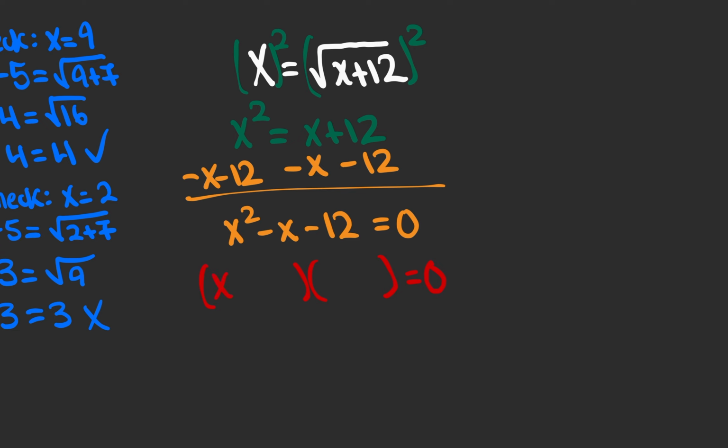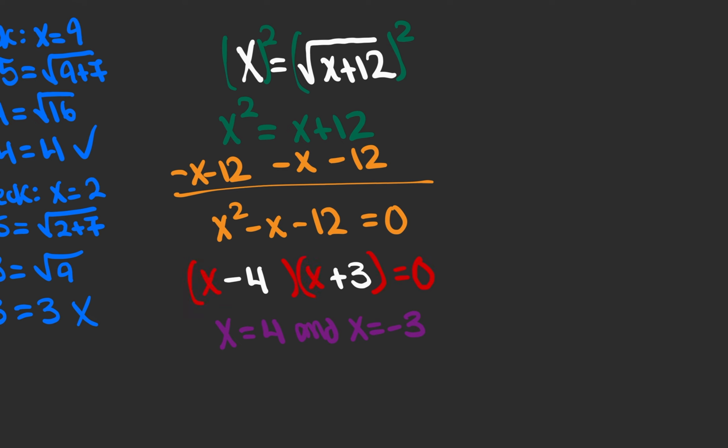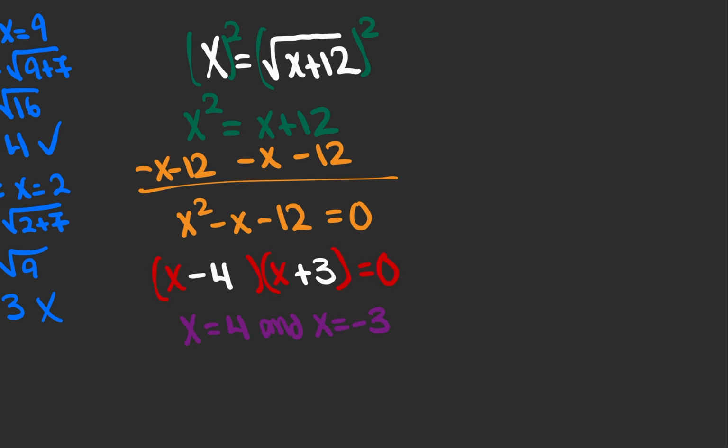So looking at this, we have the following factors to be negative 4 and positive 3, right? Negative 4 times positive 3 will give you negative 12. Negative 4 plus 3 will give you negative 1. Hence, the final solutions will be x is equal to positive 4 and x is equal to negative 3. But again, you have to check these solutions. So let's go ahead and check them out. On the upper right-hand side, I am going to write down check for x equals 4. It doesn't matter which one you do first.